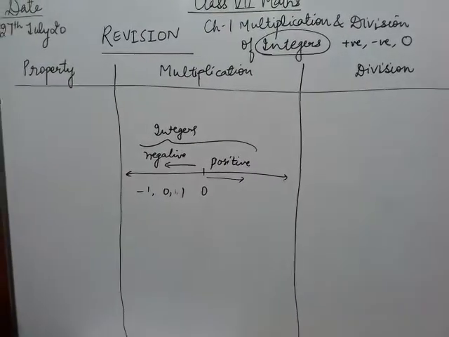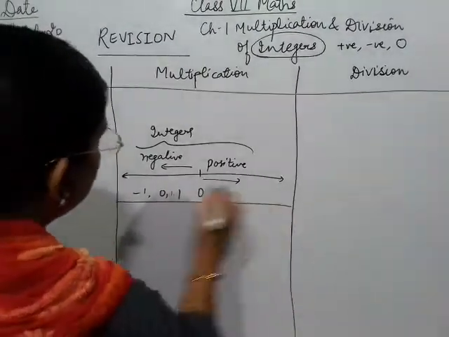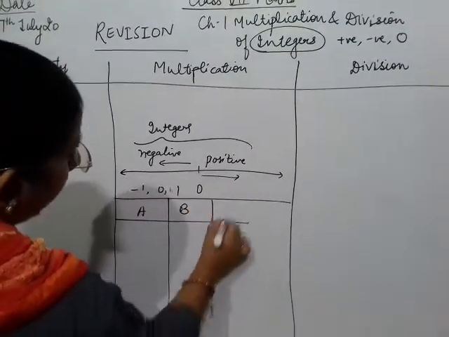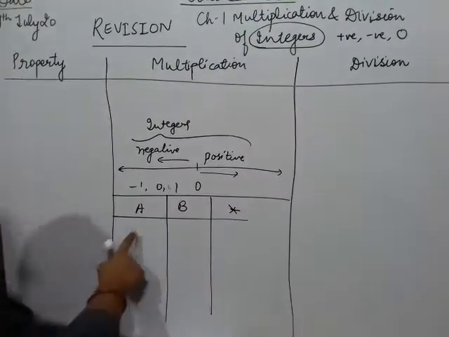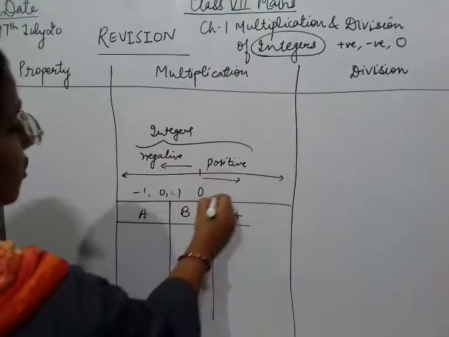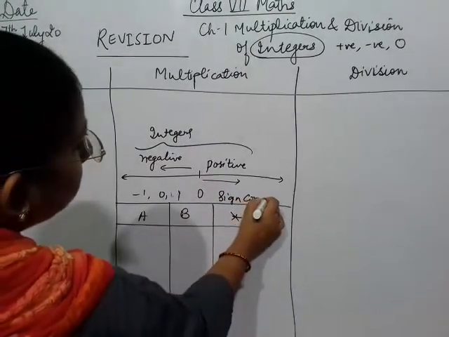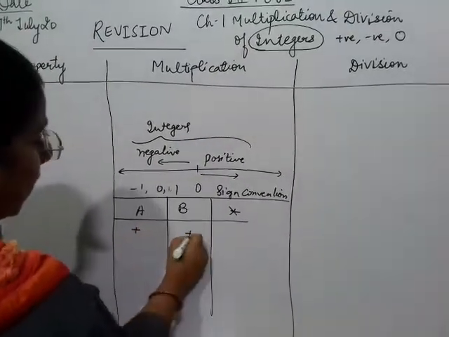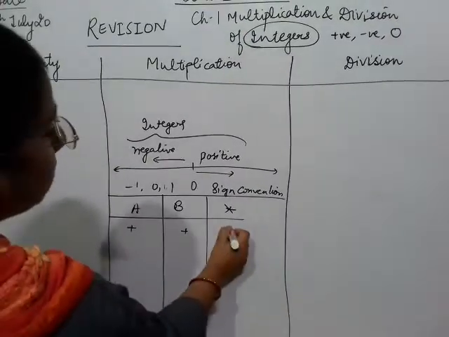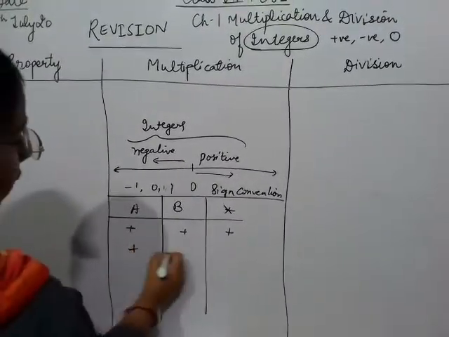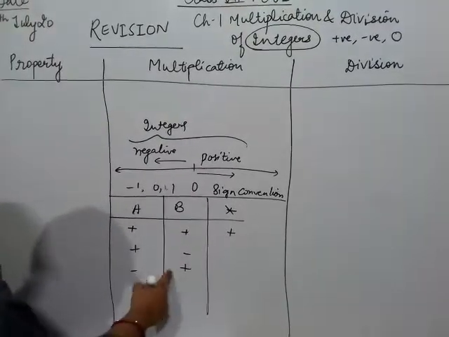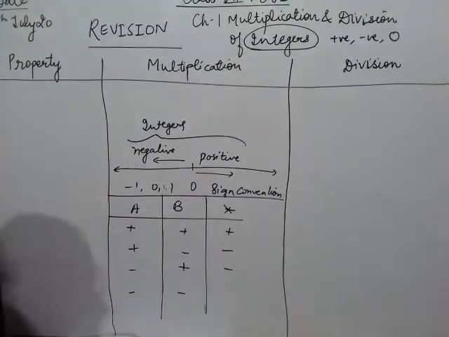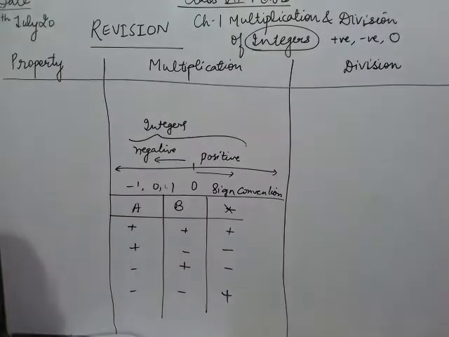Now there are certain rules of integers for multiplication. Let us say we have two numbers a and b, and this is the result of multiplication. Now here I am telling you the sign convention. This is the sign convention for multiplication of two integers. If two integers are positive, then their multiplication result is also positive. If one of them is negative, the result of the multiplication is negative. When both the negative integers are multiplied, we get a positive result.